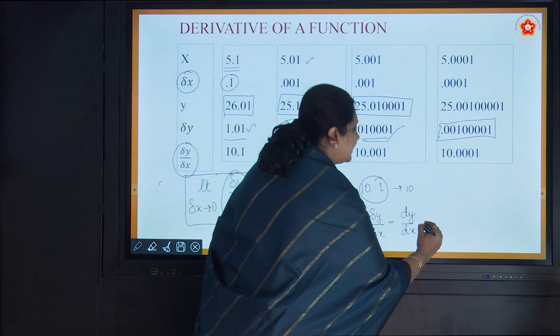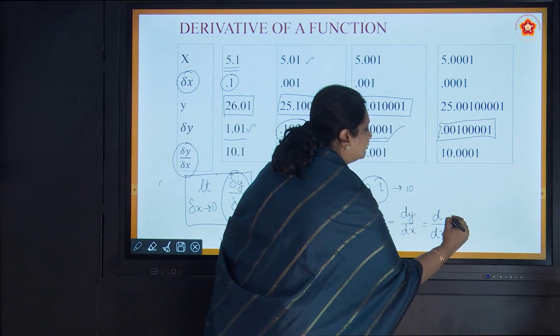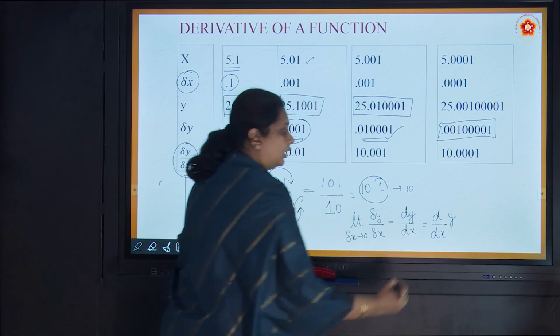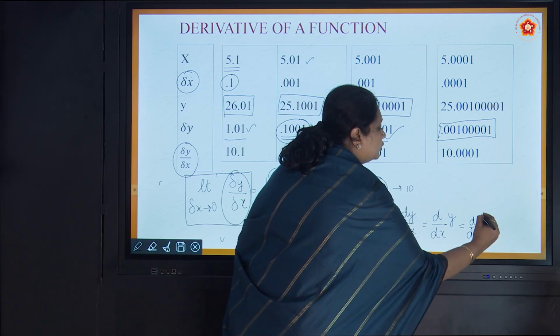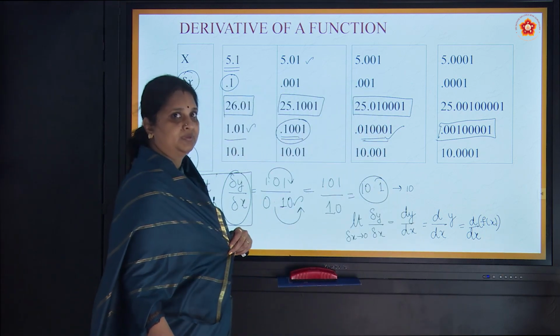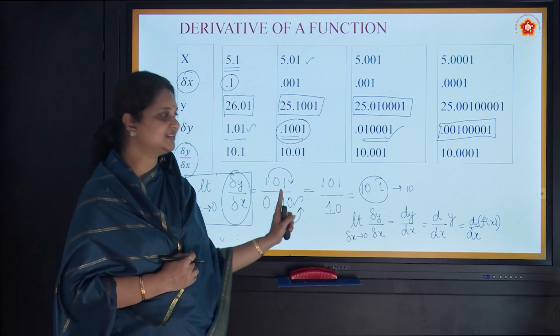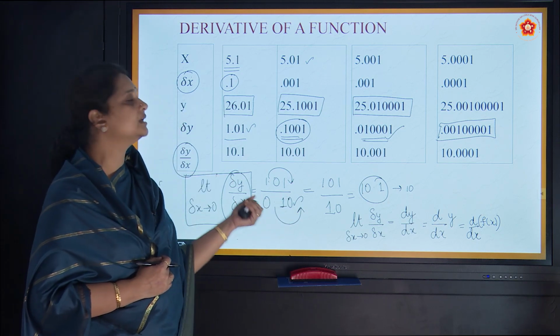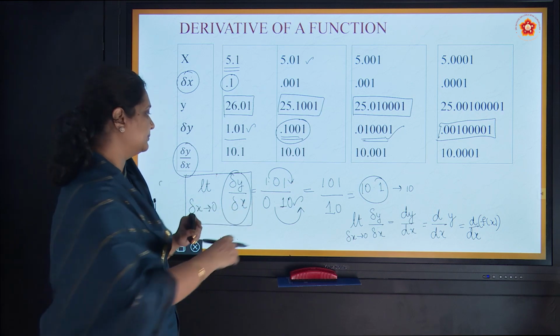So how do we call that? You can also name it as d by dx of y, or you can call it d by dx of f of x, since y can be represented as f of x. So this is basically differentiation. Interesting, isn't it? We'll start solving problems and then you will understand better, I'm sure.